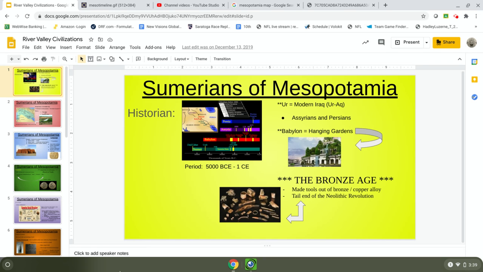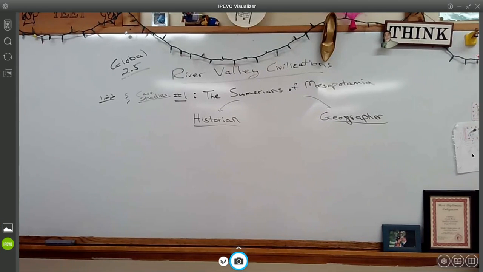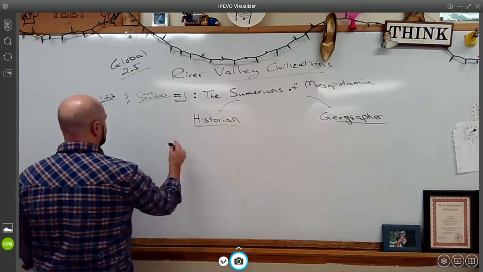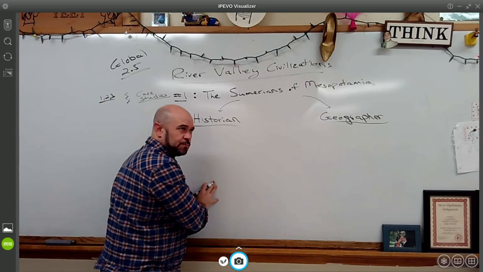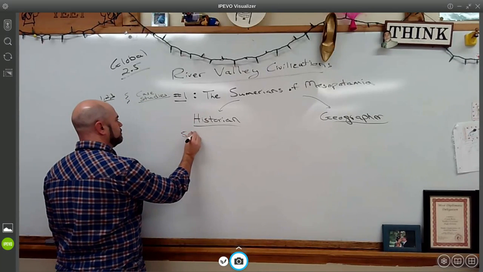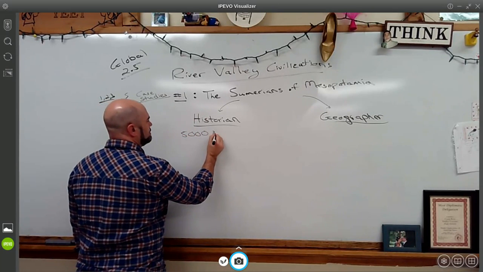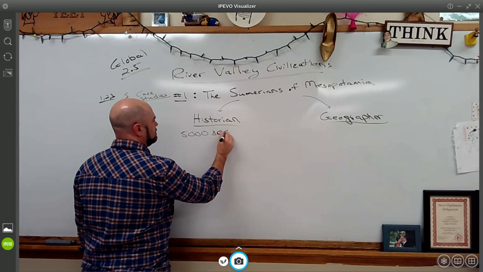Coming back to our video, let's start here. A historian is going to look at, I'm basically going to turn what we just saw in the PowerPoint presentation into note form. I have to do it from memory, which I'm not really used to, but I'm going to go for it. About 5,000 before Common Era or BC.